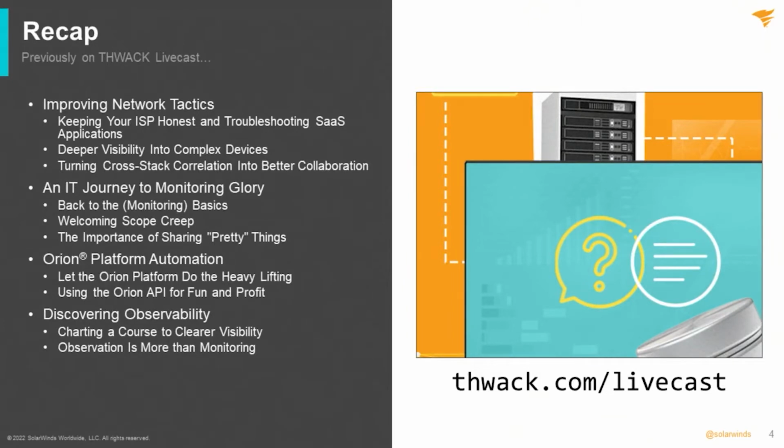The first one was about charting a course, basically understanding the progression. The next one was more about, okay, now I'm ready to make this leap. How do I go into that? What are my upgrades like? And all of these are available basically on the page you're on right now, thwack.com/livecast.